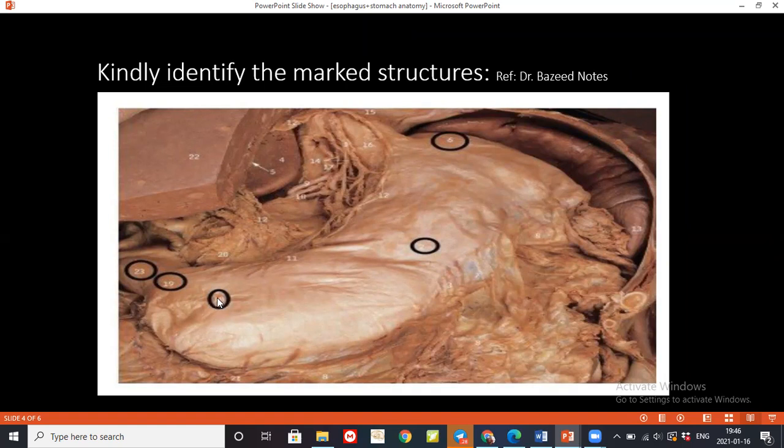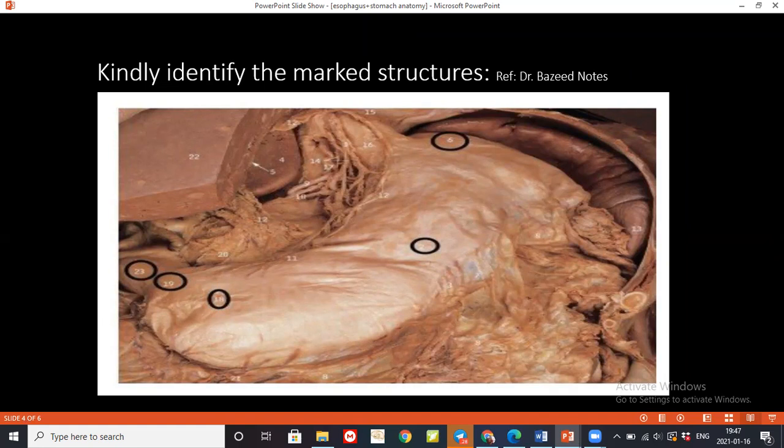It is the pyloric antrum. Yes, and 19 over here, the pyloric canal. Yes, and 23. This is the first part of the duodenum. Very good. Can you tell me what are the parts of the stomach?